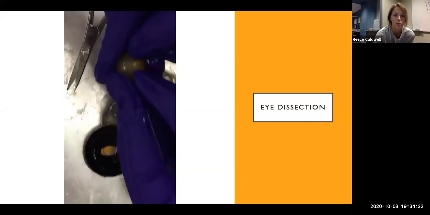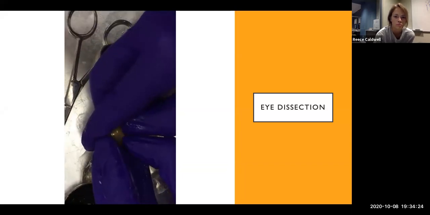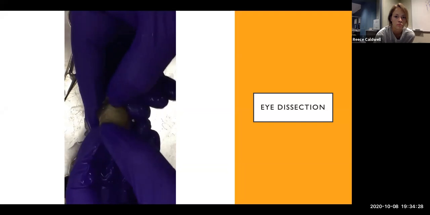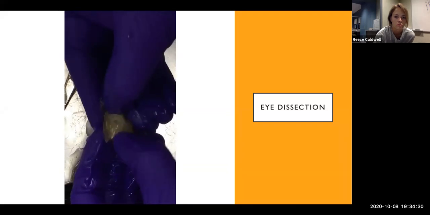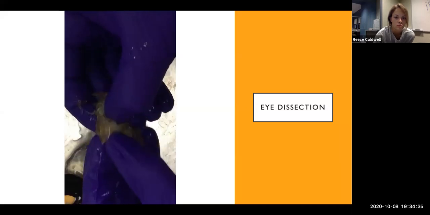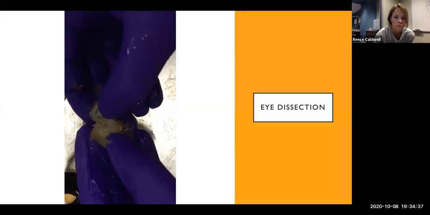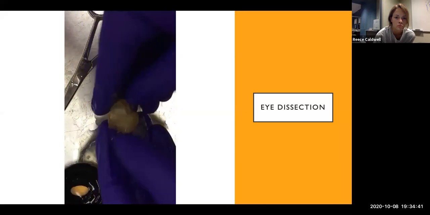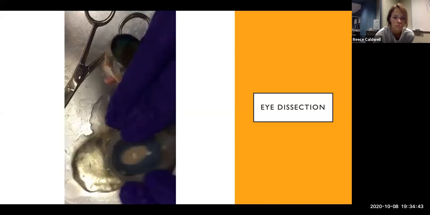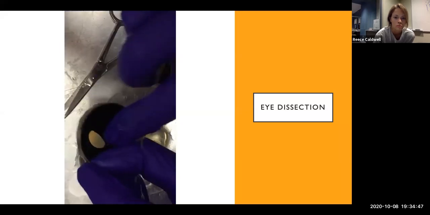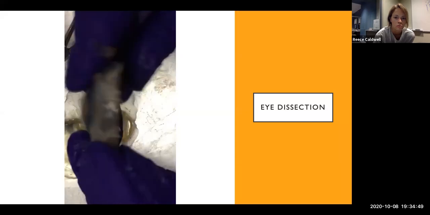So the lens is hard. It grows in layers. So if you crack it open, you can see it's very onion-like because it grows in these outward layers. This is why if you get laser eye surgery, they say that it can only be temporary, because your lens does keep growing. And then the pupil, that's the hole that you can see through, right? This is where light enters the eyeball.